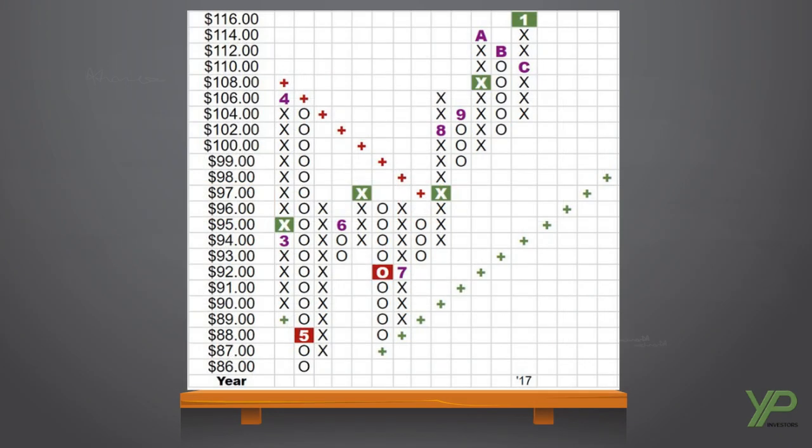Now you should have an idea of what all the X's and O's mean, but you might be wondering what all the other stuff on the chart is. The purple letters and numbers represent the first mark on the chart for that particular month to help track time. 1 through 9 represents January through September, and A, B, and C represent October, November, and December. The year is shown on the bottom of the chart.